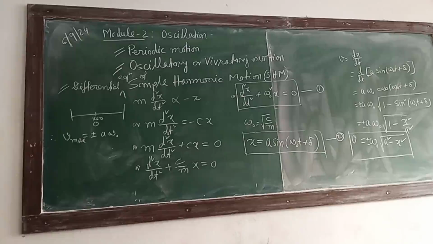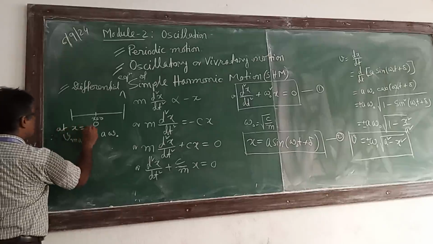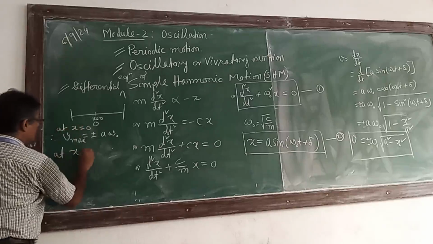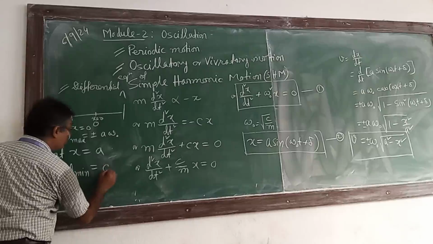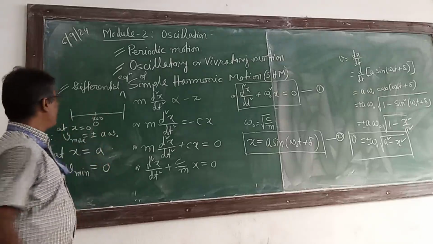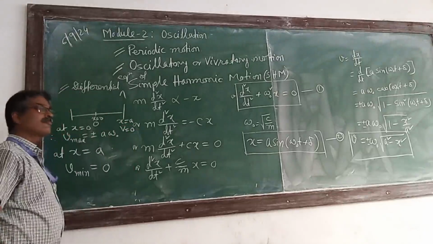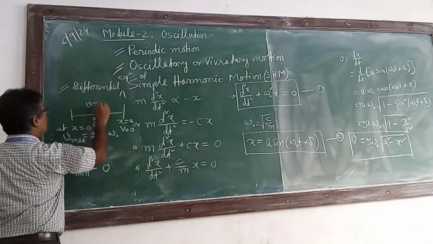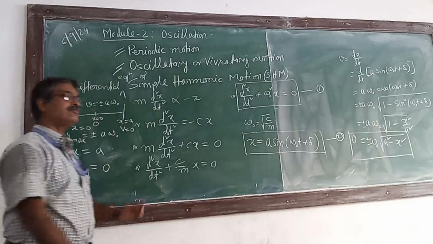And where is the minimum velocity? At x equals a, this is v minimum. V minimum equals 0. So here at x equals a, v equals 0. And here at the mean position, v equals plus minus a omega naught, maximum.